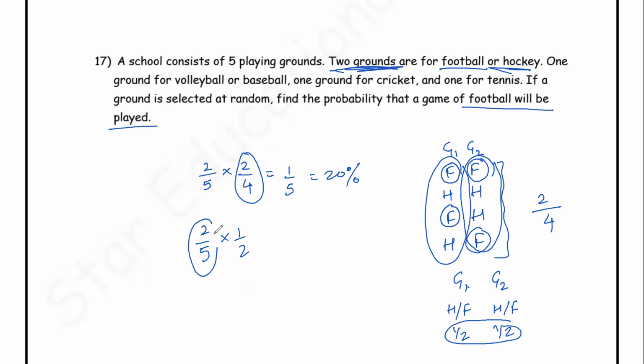Because I have picked up any one of the grounds. So any one of the grounds is already picked up out here. And the possibility that football or hockey will be played is half half. So into half I'll do. So that's 1 by 5, 20%.